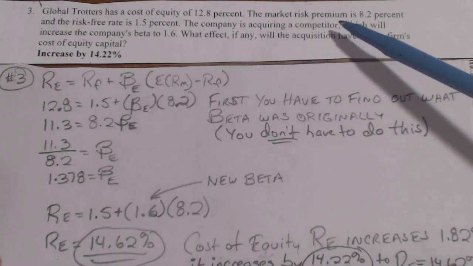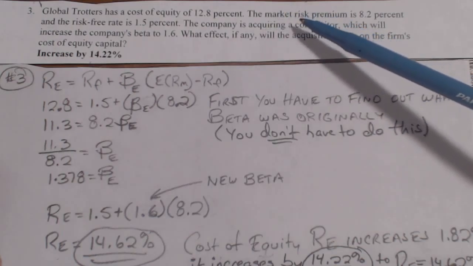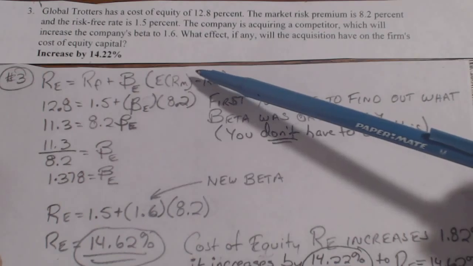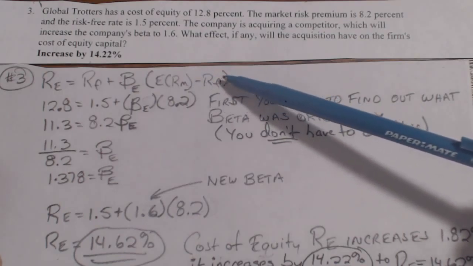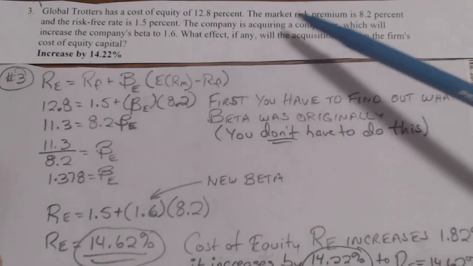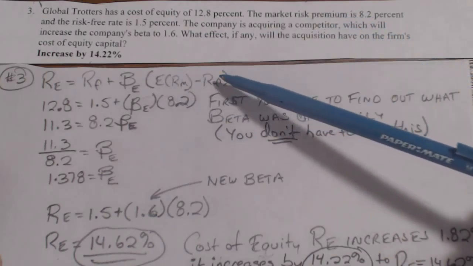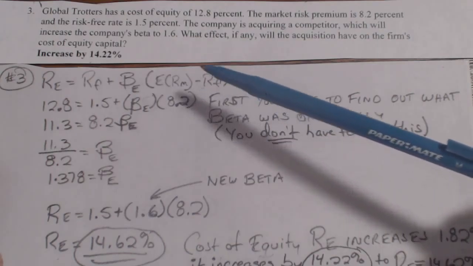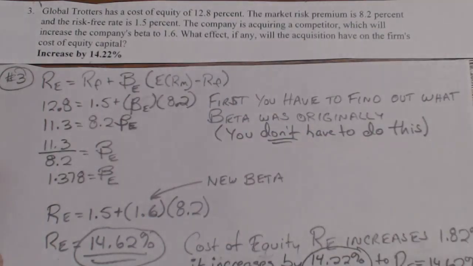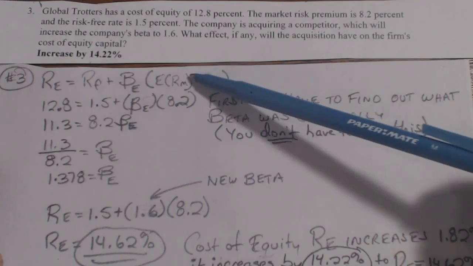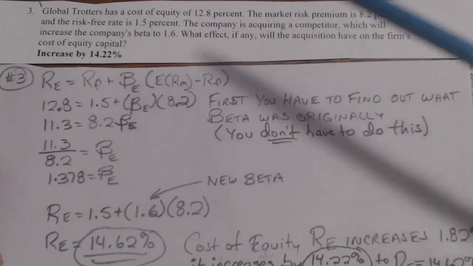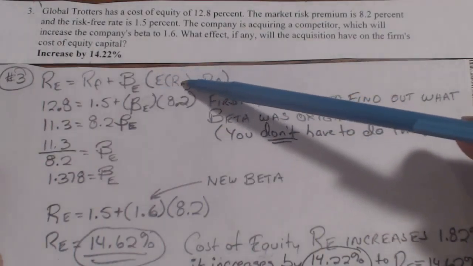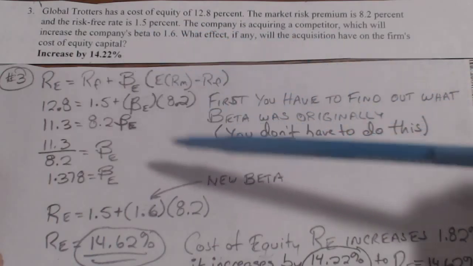The market risk premium. Whenever you see the word premium, market risk premium, premium tells you that's the expected market rate minus the risk-free rate. It's this whole thing right here. That's the premium above the risk-free rate that you need to get the expected market rate. If they just say market return, that's just this term right here. Okay, so the market risk premium is 8.2.